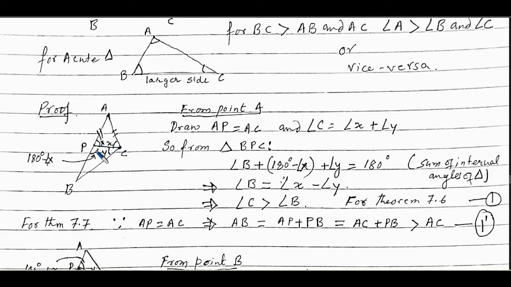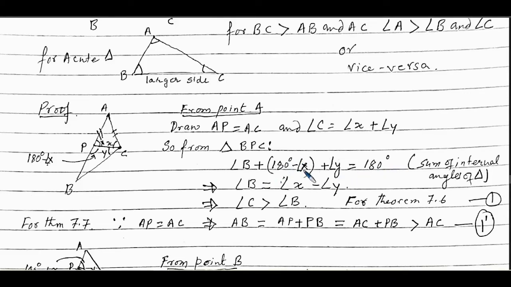And if this is X, then this is 180 minus angle X. The remaining part is a straight line. This angle plus this angle should be 180, so this angle will be 180 minus X. Now we consider triangle BPC, and I know that the sum of angle B plus this angle 180 minus X plus Y should be 180 degree. So here I am writing angle B plus 180 degree minus angle X plus angle Y is 180. So I cancel 180 degree on both sides.